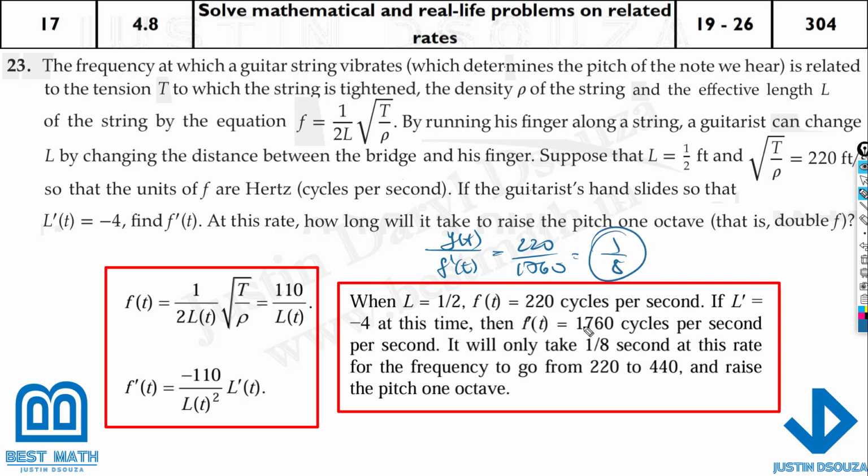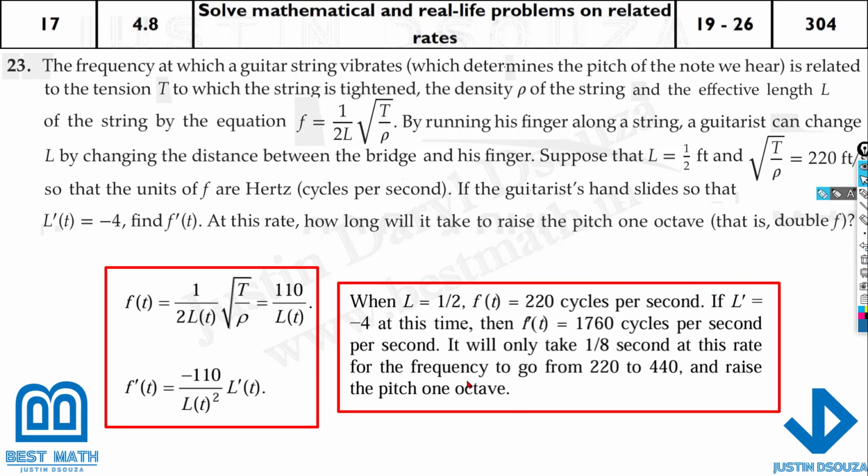Now what happens here? It's cycle per second, and this is cycles. This is cycle per second because we're deriving. It's cycle per second squared. So not squared, per second. So this cancels and this goes up, so it'll be 1/8 of a second, because it's in the denominator's denominator, it'll go up. So that'll be the answer.